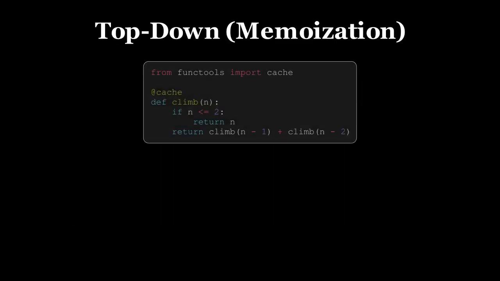The top-down fix is memoization. Write the natural recursion, then cache it. Climb of n is climb of n-1 plus climb of n-2, with base cases at the bottom. Add functools.cache, and every subproblem is computed exactly once. Exponential becomes linear. This is already dynamic programming. You just approached it from the top.